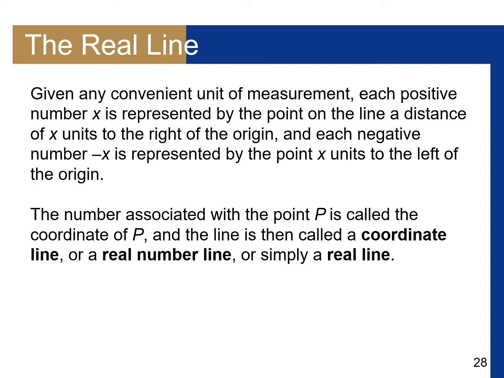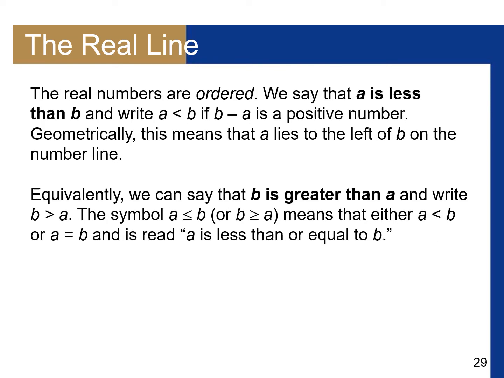Okay, this is what we already discussed. And they're telling you can call this the coordinate line, real number line, or simply just the real line. The real numbers are ordered. We say that A is less than B, then that would mean B minus A would be a positive number. Equivalently, if B is greater than A, we would write it as B, the symbol greater than A.